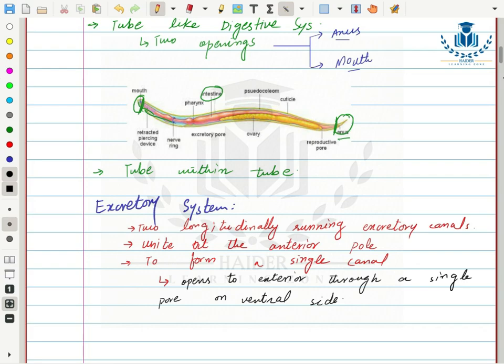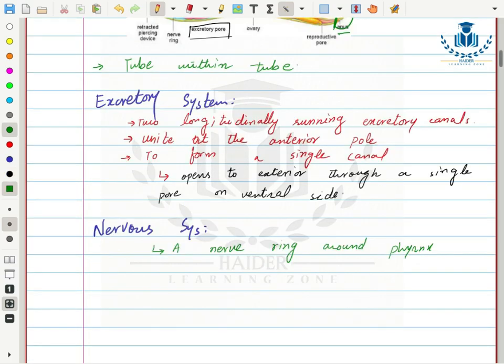In the excretory system, two longitudinally running excretory canals are present, and these excretory canals unite together at the anterior pole of the body to form a single canal that opens to the exterior through a single pore on the ventral side of the body. You can also observe in this picture two longitudinally running canals, and they unite together to form an exterior pore, and this exterior pore excretes the excretory waste to the outside of the body.